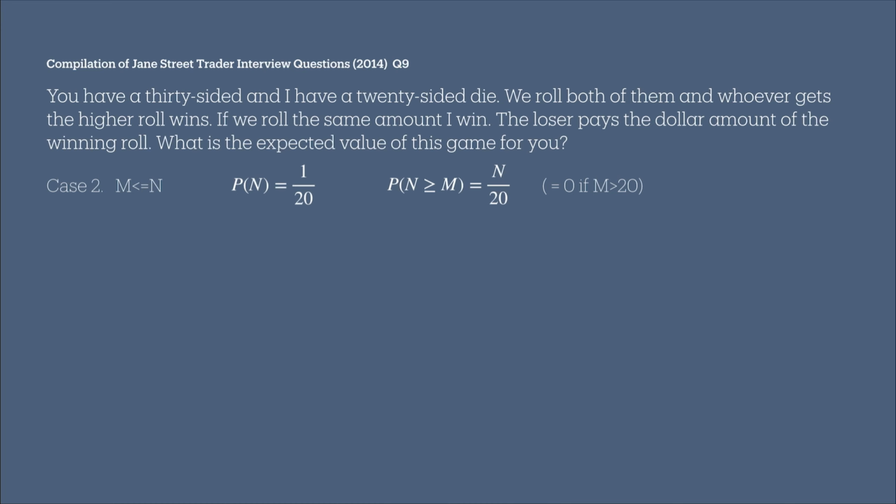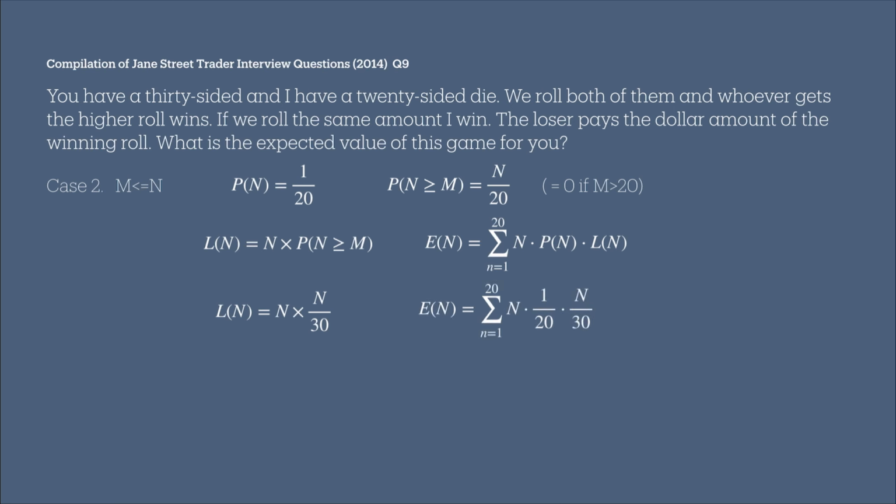Let L(n) be the money you have to pay when I roll n and win, and L(n) will be n multiplied by the probability of n greater or equal to m. Substituting the probability, we get L(n) equal to n times n over 30. Let E_n be the expected value you lose. Then E_n will be the sum of n times P(n) times L(n), where all values of n from 1 to 20 are incorporated. Substituting L(n), E_n becomes n times 1 over 20 times n over 30, which simplifies to the sum of squares from 1 to 20 divided by 600.